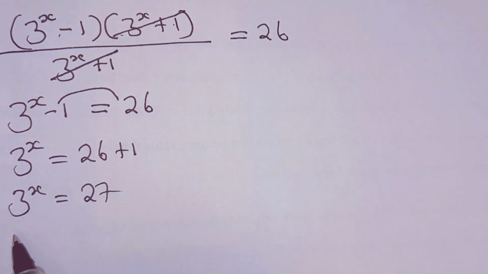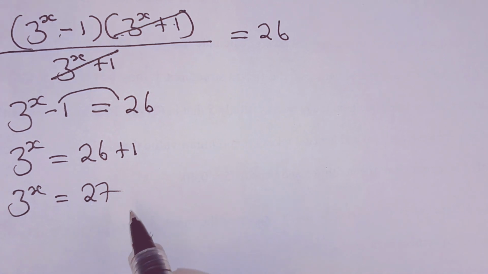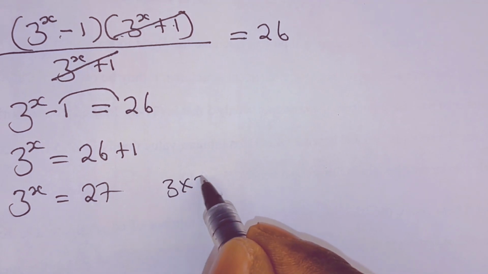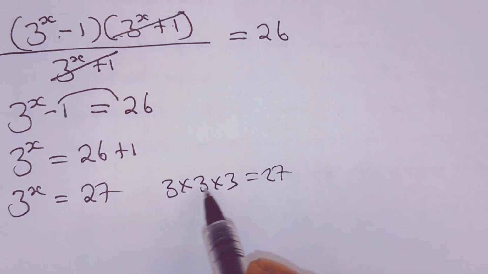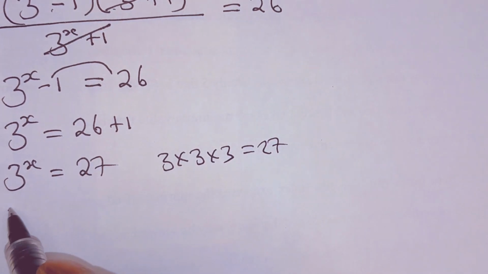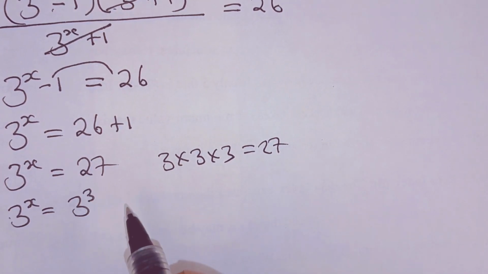Now from this step we have 3^x here. So how many times, if we multiply 3, will it give us this 27? So we have 3 times 3 times 3, which is equal to 27, meaning that is 3 times. So 3^x is equal to 3^3.